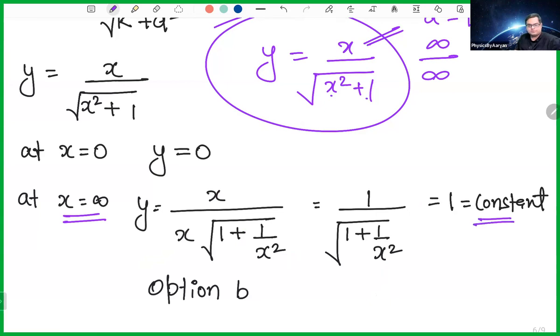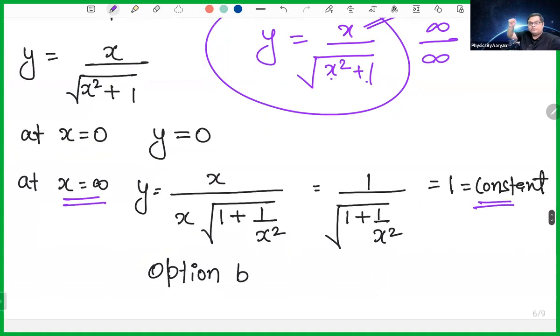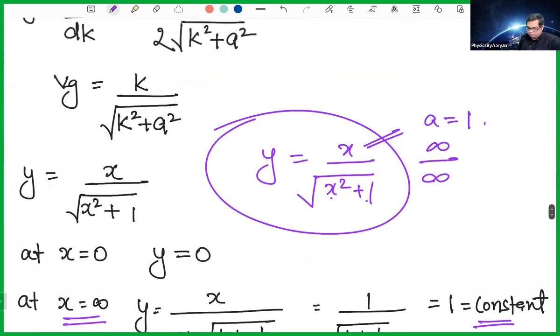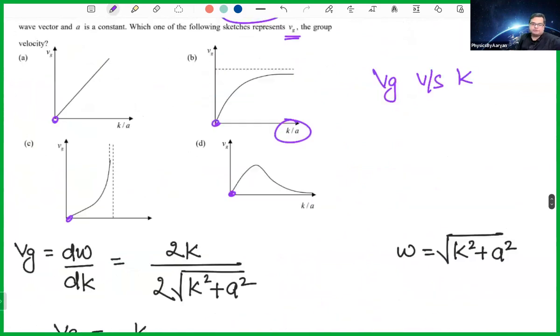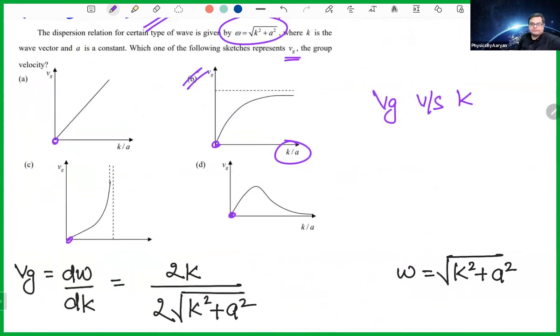And 1 is a constant. So it means when you go to infinity, your value should be constant. At x equals infinity, your y should be constant. And only graph B satisfies that. Because if you see A, at infinity, this graph will go to infinity. In this case, at infinity, your graph is going to infinity.